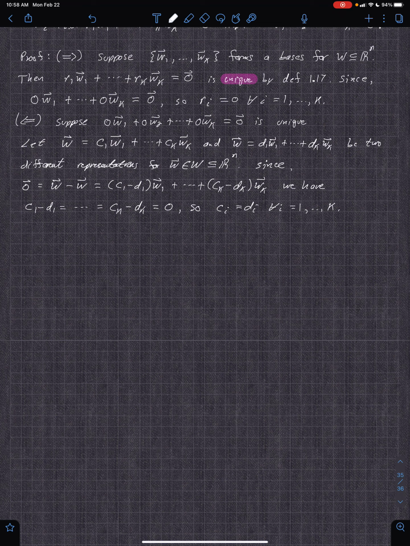So they're the same thing. So basically we just showed that that linear combination is unique because it must be the same. So you end up getting C1 equals D1, right? So those all have to be the same, in which case, if all of these are the same, then W is unique and therefore a basis.